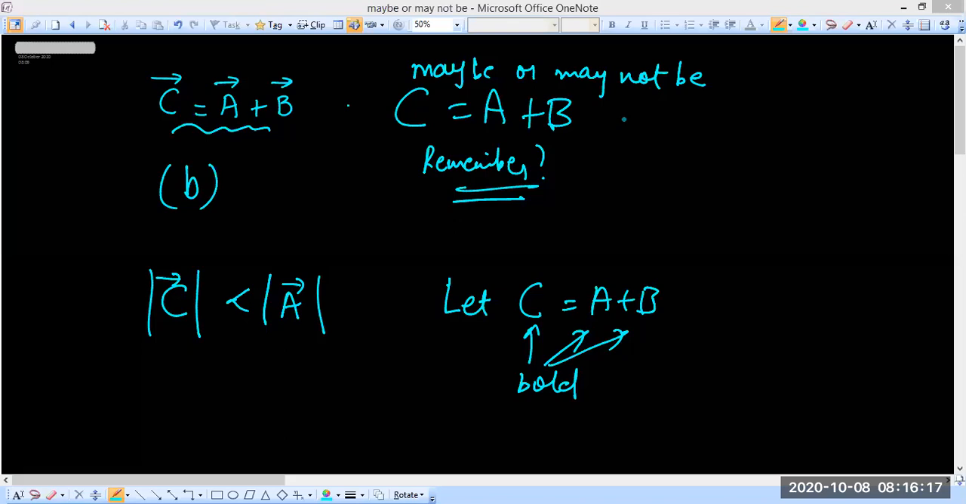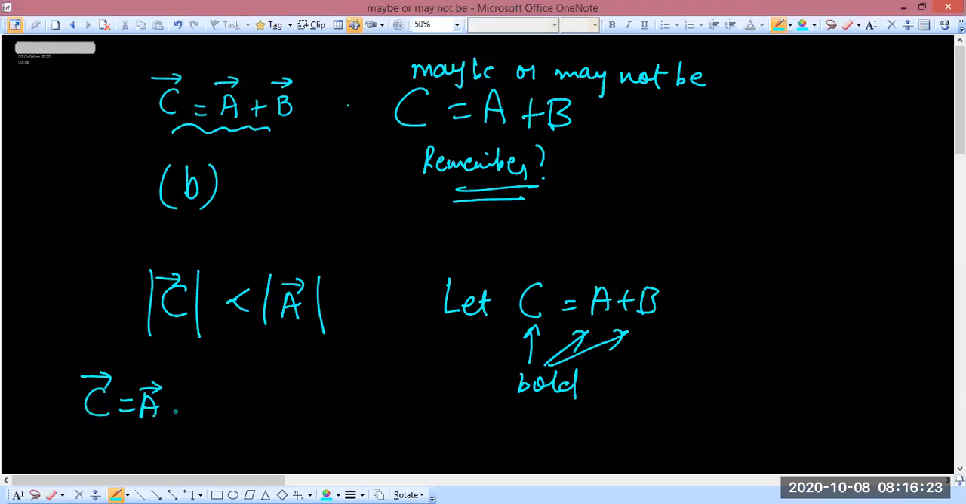So I hope everyone realizes the difference between this equation and this equation. What is the difference? What is the difference between these two equations?